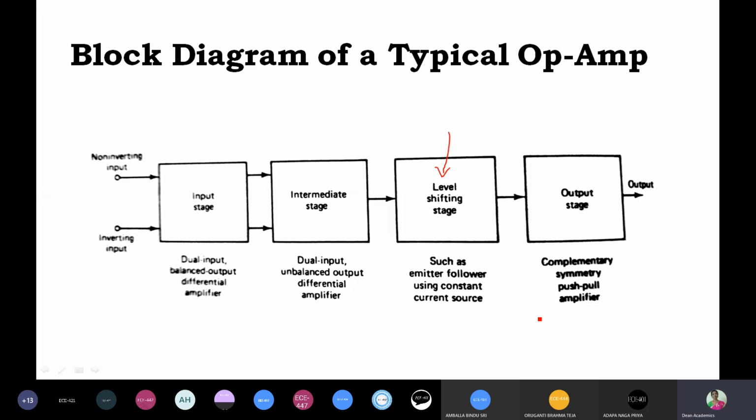In the level shifting stage, what type of circuit do we use? An emitter follower circuit using a constant current source is used as a level shifting stage. So what is this level shifting stage, and why is it required? We have seen this in the previous classes. I will recap once, and then we move forward to the level shifting circuits.